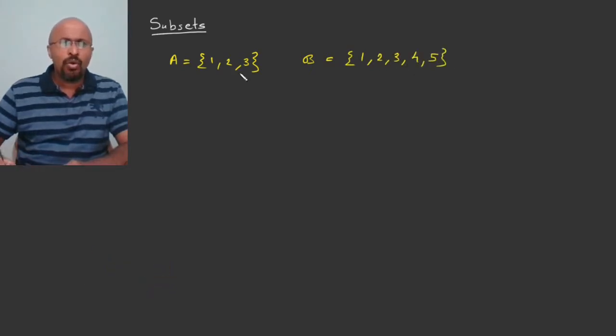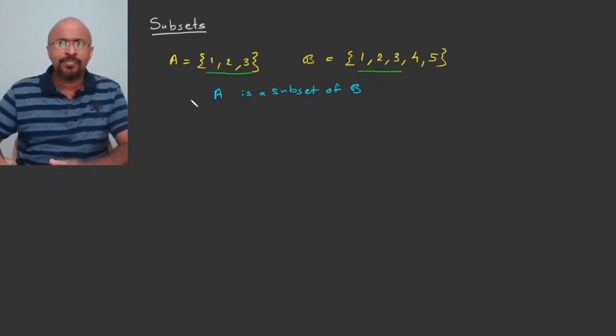Now look at all the elements in set A, that is 1, 2 and 3. They are all there in B. In such a case, we can write that set A is a subset of set B. So, set A is a subset of set B if all the elements of set A are there in set B. Now we can define a subset.